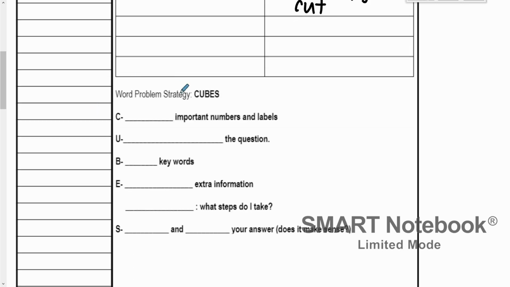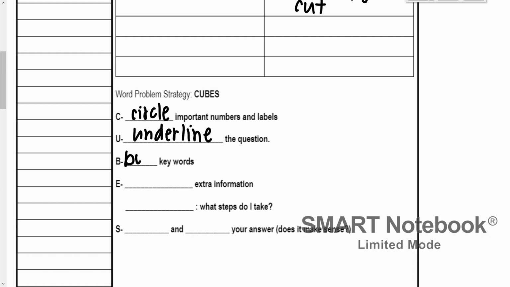I like to teach a word problem strategy called cubes. I'm sure you've learned different word problem strategies. Whatever works for you is okay, but if you don't have a word problem strategy, you can always use this one. So when we were looking at a word problem, we are going to circle important numbers and labels. So first thing we're going to do, then we're going to underline the question. What is that question asking? And that's super important because when we get our answer needs to answer that question. Okay, so we can always check that way.